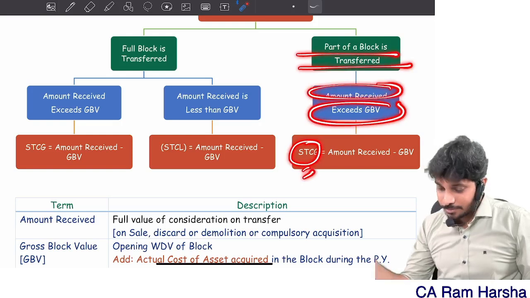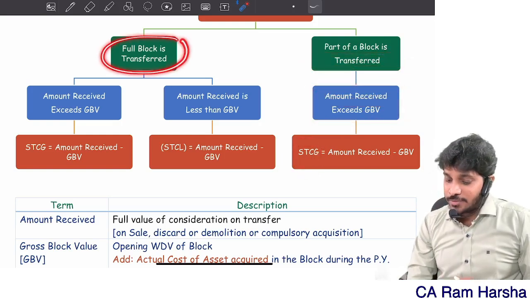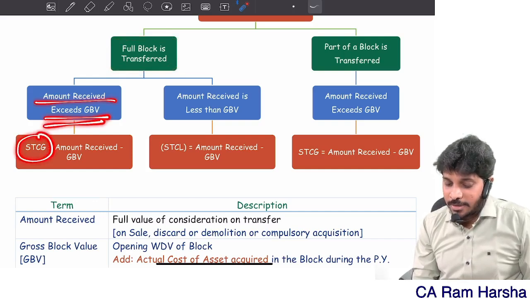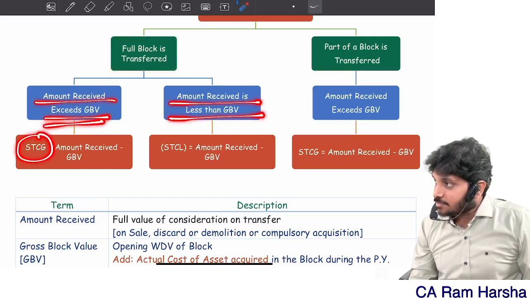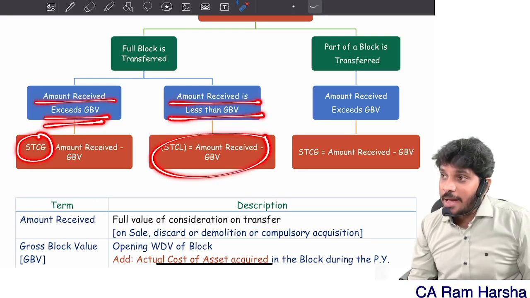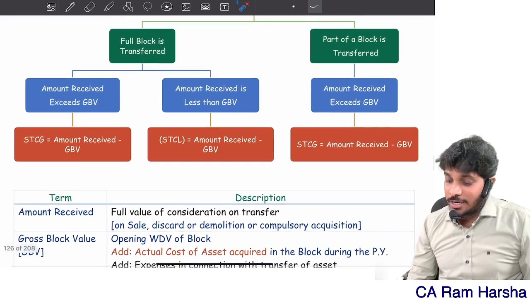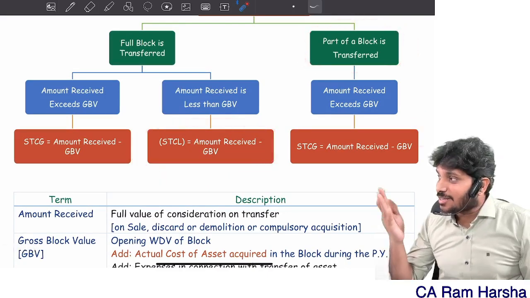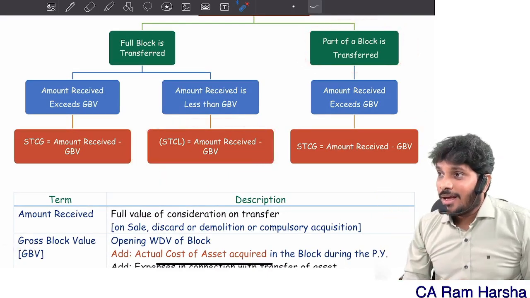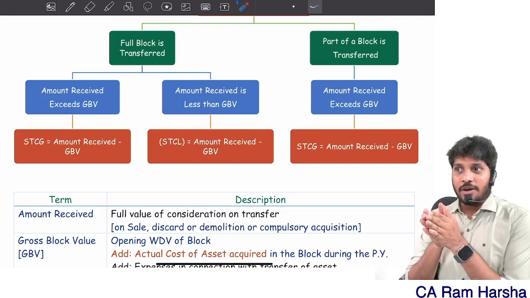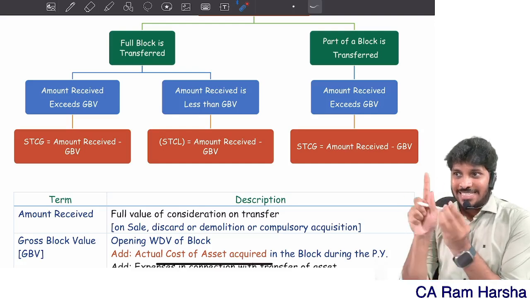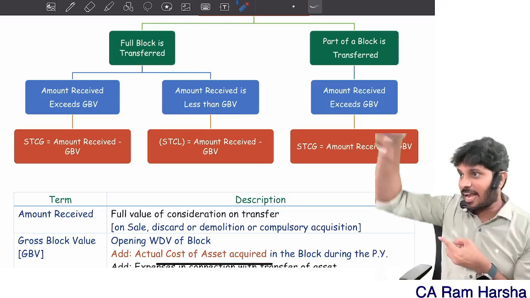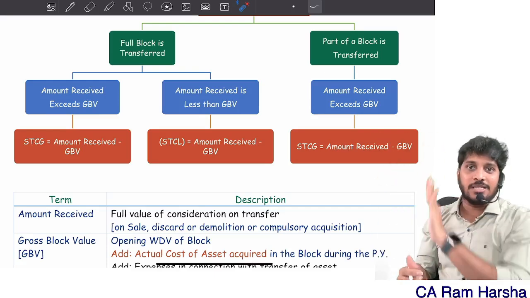Correct? Sir, full block transferred. Amount received is more than gross block value, short-term capital gain. Amount received is less, then it is a short-term capital loss. But you see, in a part of a block, short-term capital loss question itself is not there. Why? Because in part of a block, if I transfer and get an amount less than gross block value, still block is there, value is there, you calculate depreciation.